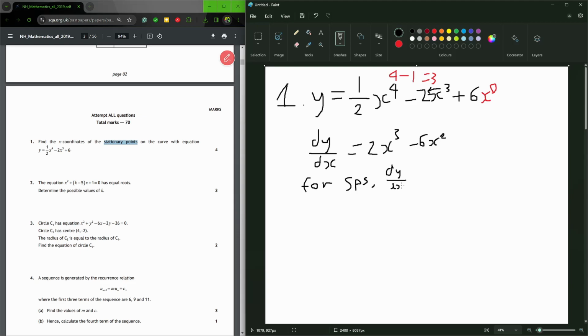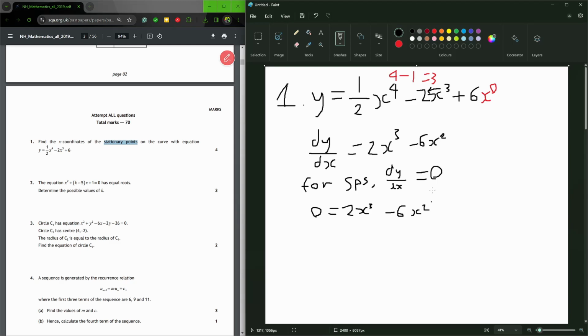dy/dx, I swear that's a d, equals 0. This will get you another mark. So then we can just throw 0 into our equation, and then we can start breaking it to bits and solving it.